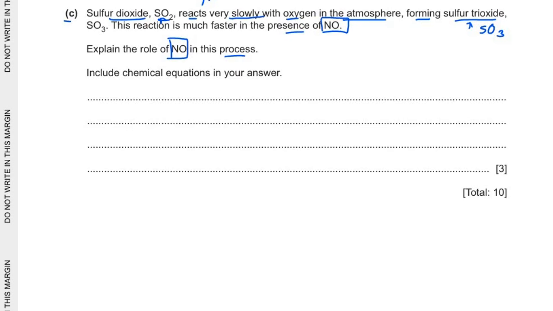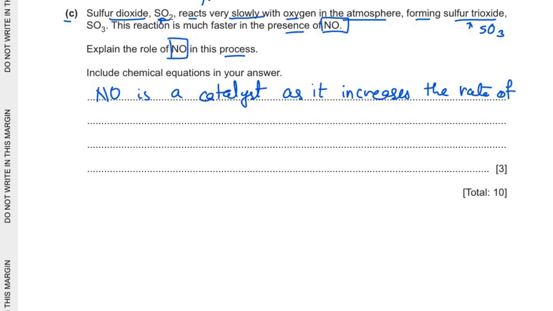Now if any substance is increasing the rate of reaction, making it faster, then obviously it is acting as a catalyst. So what we can write is that NO is a catalyst as it increases the rate of reaction. Now it's written, include the chemical equations in your answer.